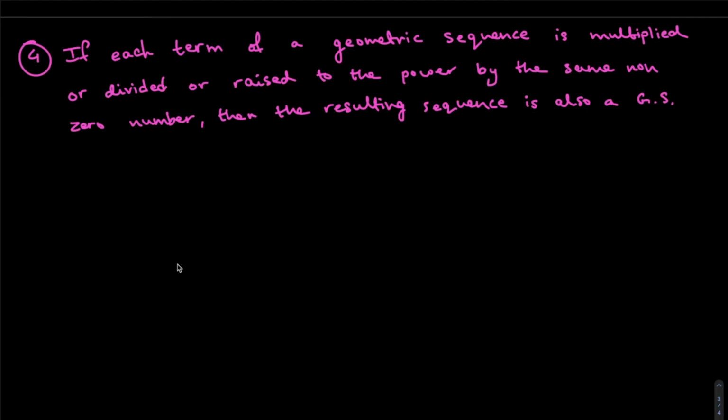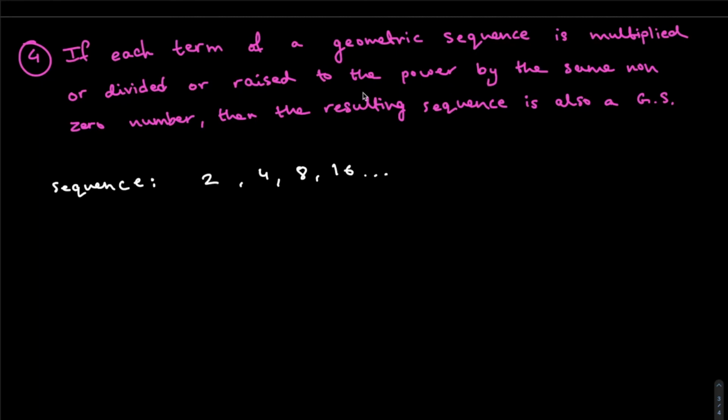If each term of a geometric sequence is multiplied or divided or raised to the power by the same non-zero number, then the resulting sequence is also a geometric sequence. All right, let's use an example. The sequence that we're going to use is 2, 4, 8, 16, and so on. That's a very simple sequence, the common ratio is being multiplied by 2 every time.